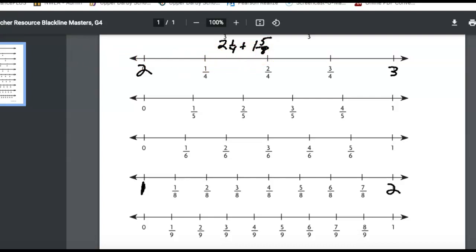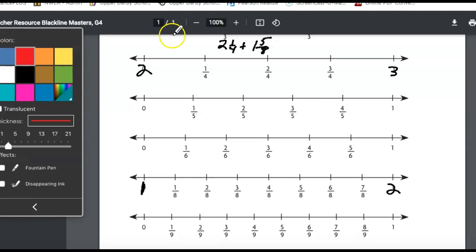So there are two different ways you can do this. You can do it just by looking at the whole number. So here's where 2 1/4 is, and here's 1 5/8. You would ask which whole number it is closer to. Again, 2 1/4 is between 2 and 3 on the number line, so we would say it's close to 2. And 1 5/8, we would say this one is close to 2 also. So 2 plus 2 equals 4.